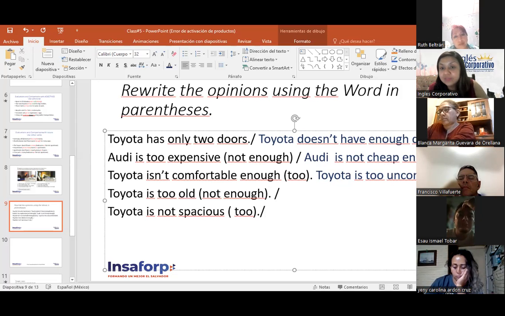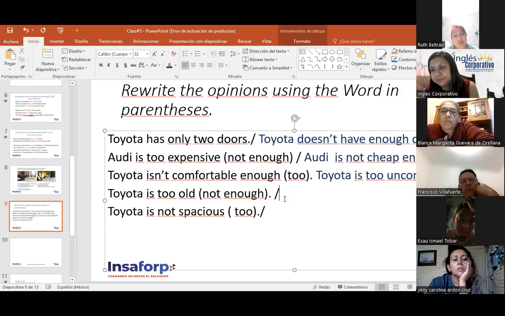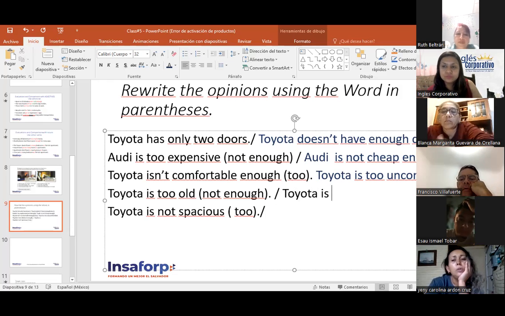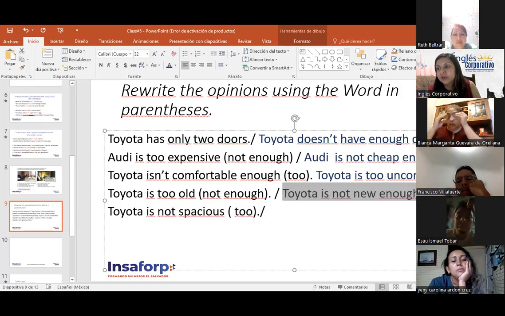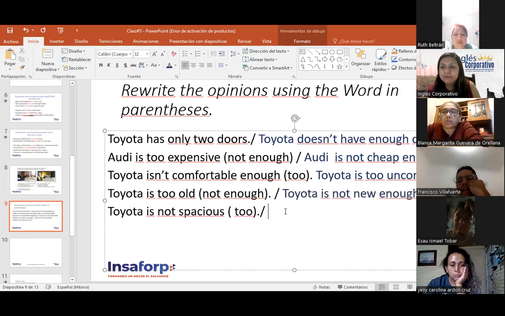Okay, what about Toyota is too old? Toyota has new models. Toyota is not new enough. Francisco, Toyota is not new enough. I need a newer car, right? And finally, Toyota is not spacious.